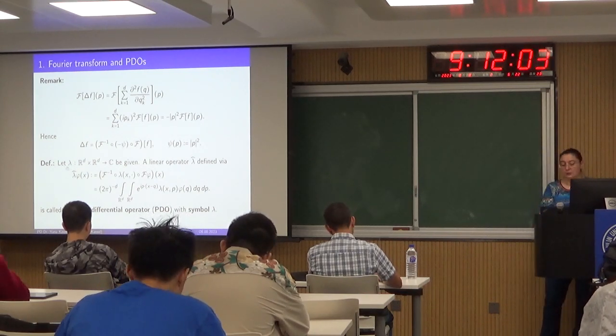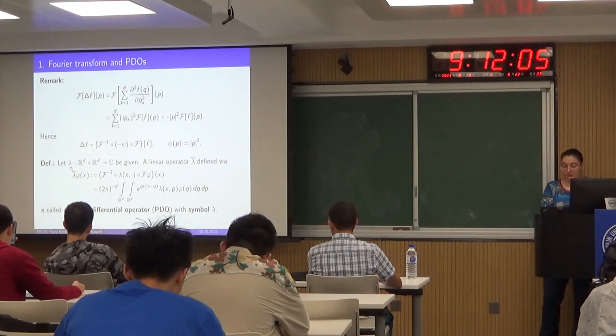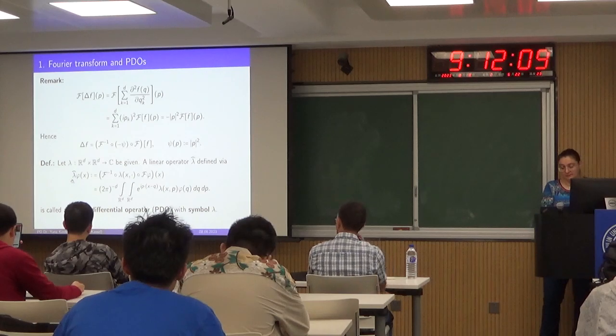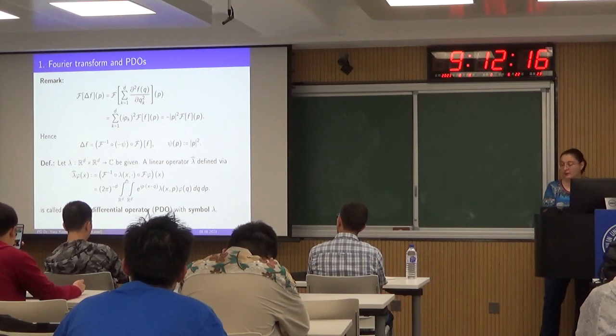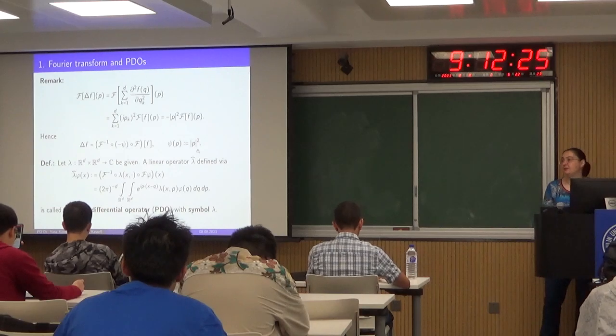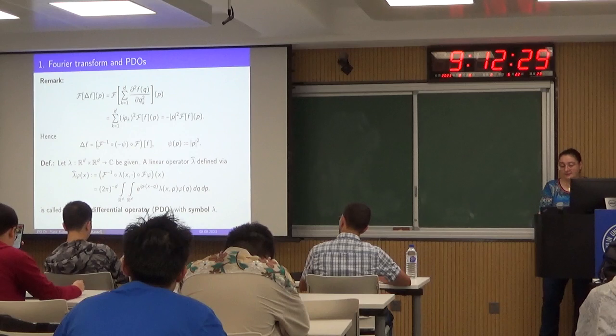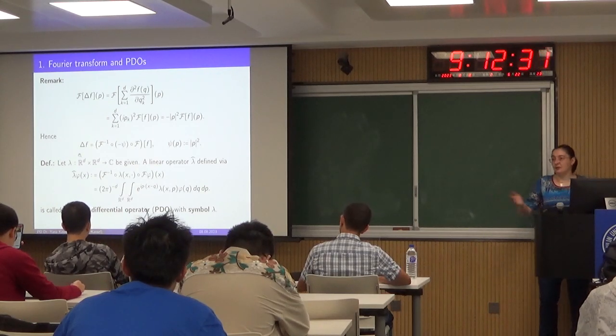Okay, so lambda is called the symbol of the pseudo-differential operator lambda hat. As you see from the properties of the Fourier transform, if my lambda depends only on p and is a polynomial with respect to p, like here, then my pseudo-differential operator is nothing else but a differential operator, like the Laplacian. In the same way I can obtain any differential operator with constant coefficients.